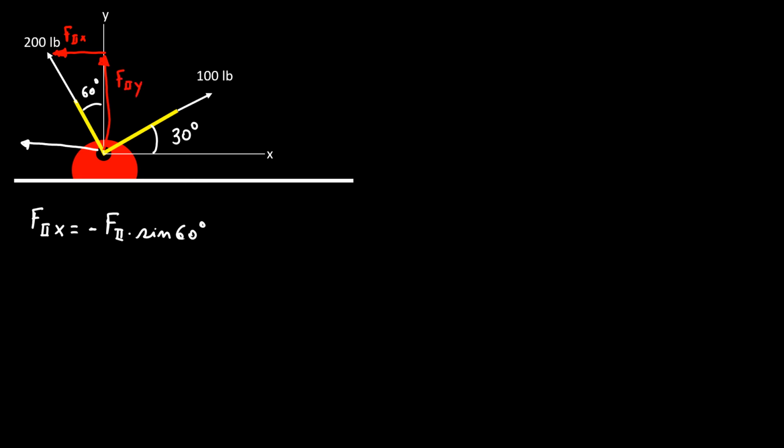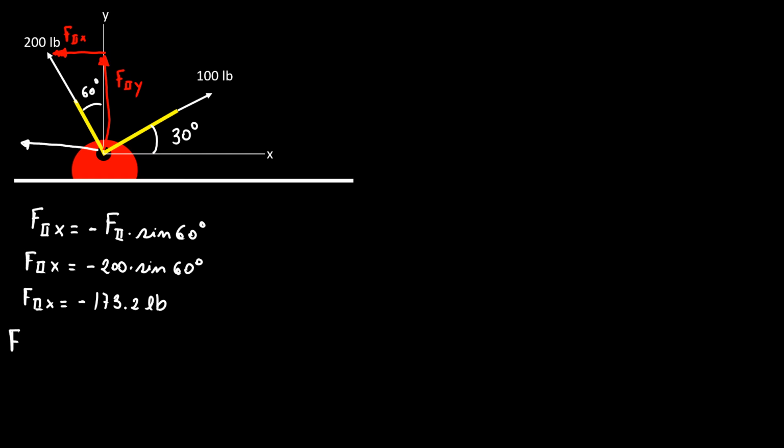So continuing, my F2x will be minus 200 times sine of 60. My F2x is equal to minus 173.2 pounds. Now we're gonna do the same analysis for our Fy.